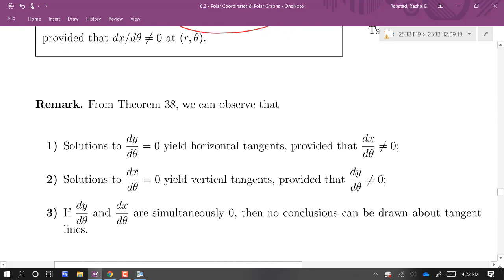We can detect vertical and horizontal tangents. So horizontal tangents are where dy d theta is 0, as long as dx d theta is not 0. And we get vertical tangents when dx d theta is 0, as long as dy d theta is not also 0 at the same time. If they're both 0, at places where they're both 0, dy dx is undefined.